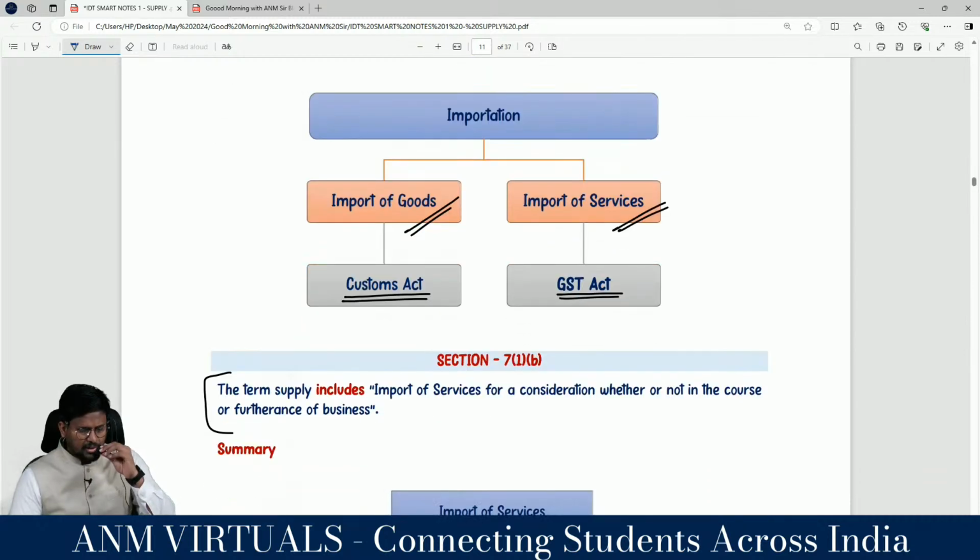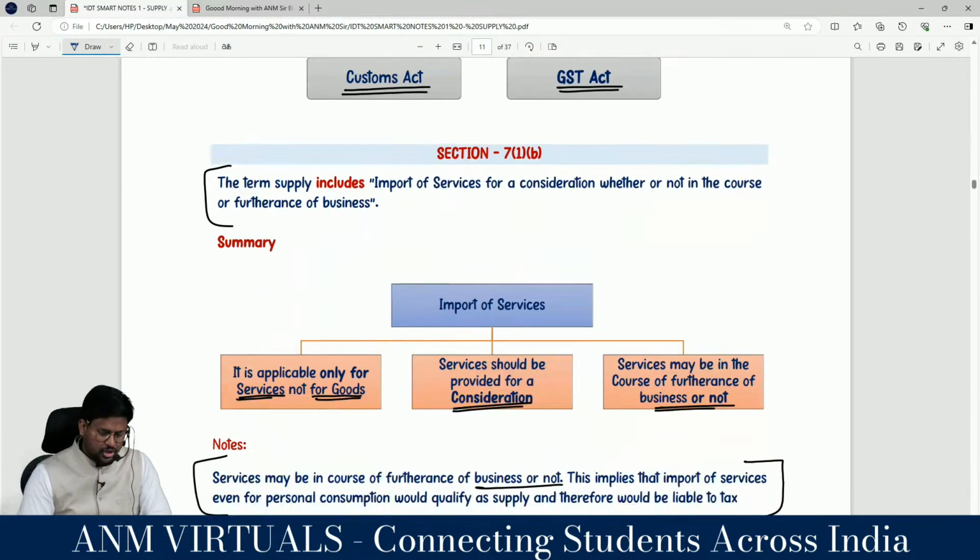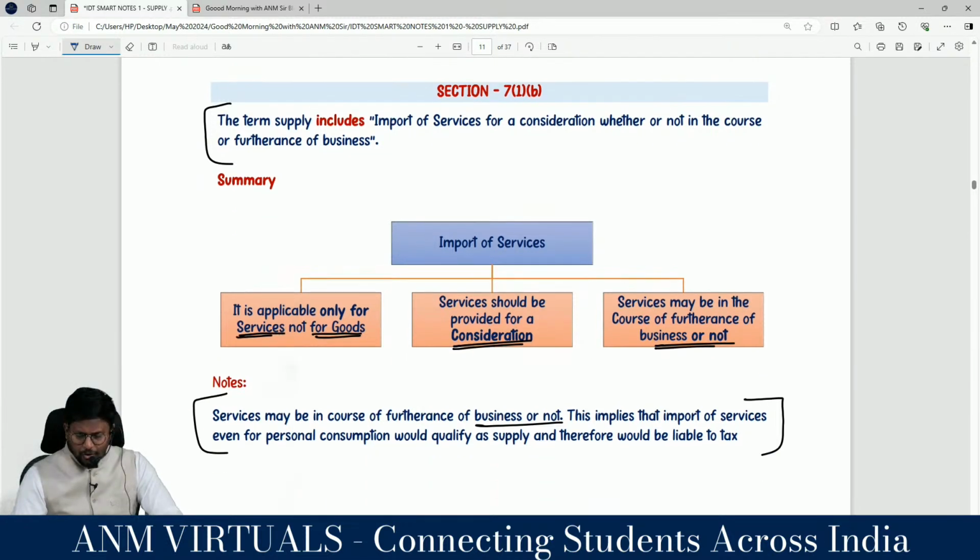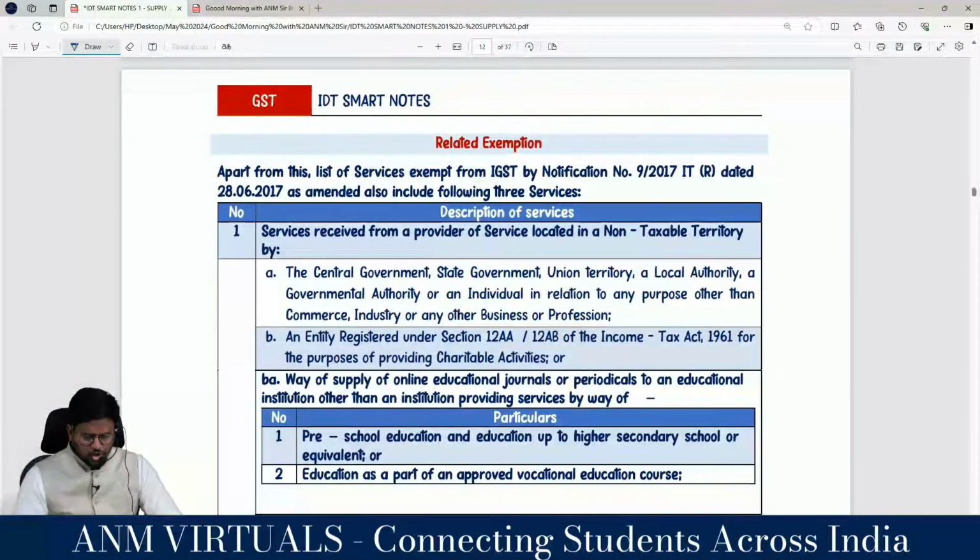So there are two things: import of goods and import of services. Import of goods is covered under the Customs Act, whereas import of services is covered under the GST Act. The term supply includes import of services for a consideration, whether or not in the course or furtherance of business. Correct? Yes, that means it is only applicable for services and not for goods.